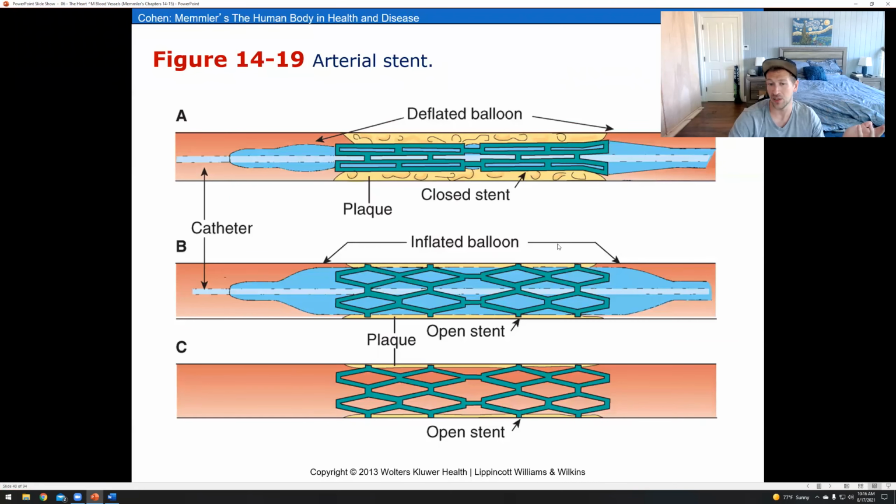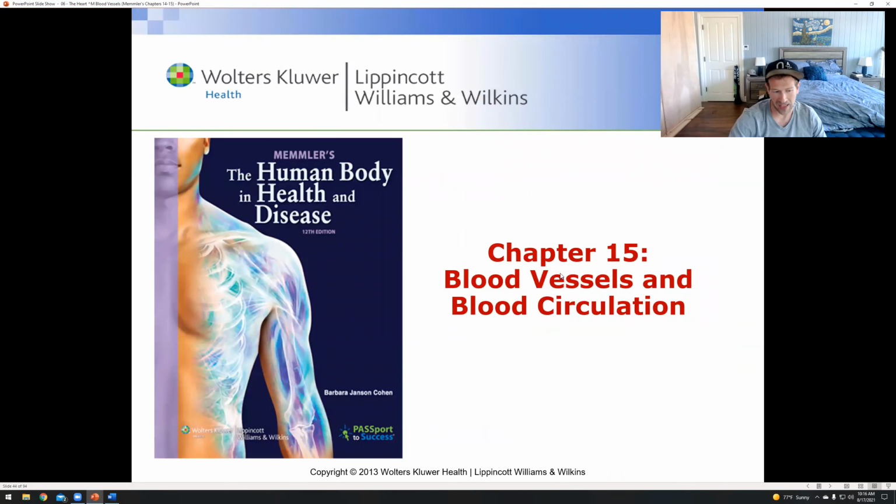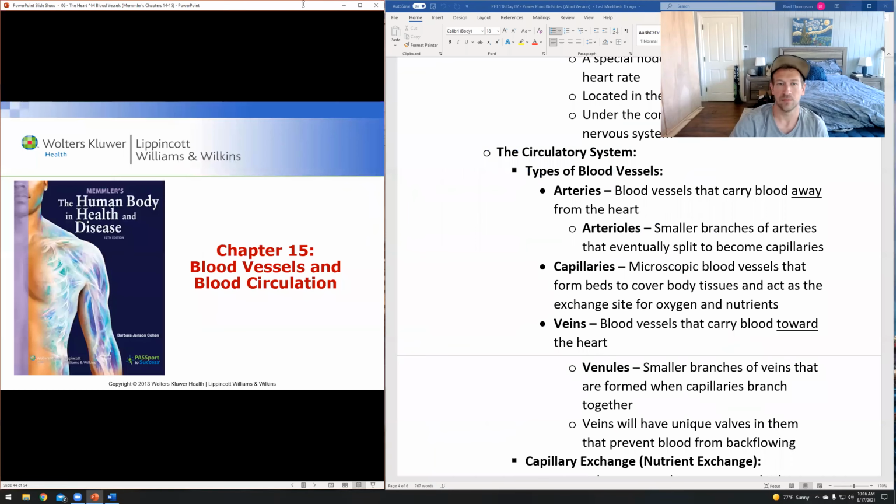And oftentimes when they do that, they'll put what's called a stent in there, which is basically this little framework that goes in really thin, and then when it opens, it clicks open and stays open. That stent keeps your blood vessel open rather than being collapsed down. So anyway, that's that in a nutshell.